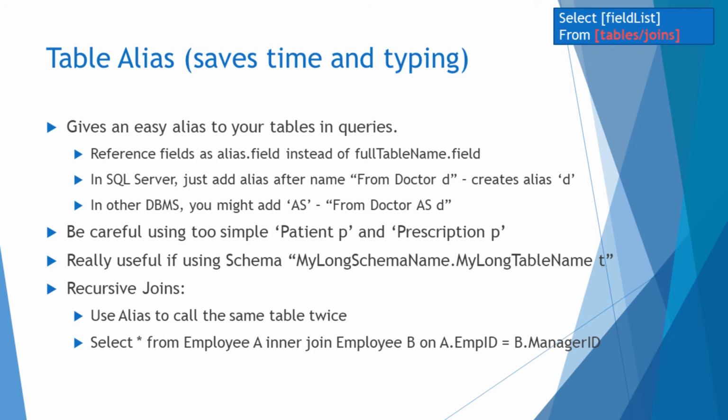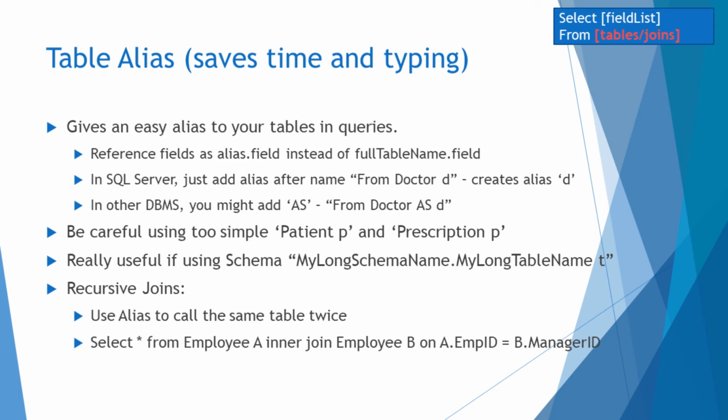But if I have two tables that both start with a P and I make them P and P, then everything gets confusing. So I might call this one patient, PAT, and prescription, RX, or something like that, just to make my table alias short enough that it saves me time and energy, but still long enough to be descriptive.